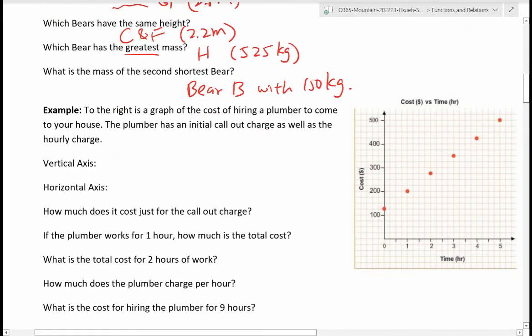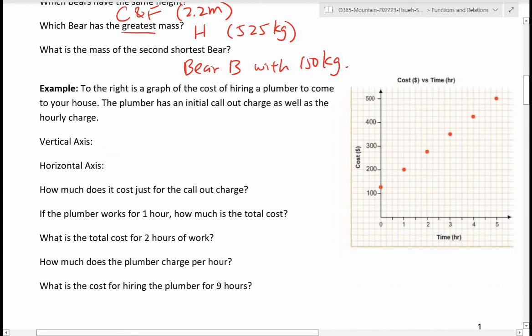Let's take a look at another example here. Now it says here, to the right is a graph of the cost of hiring a plumber to come to your house. The plumber has an initial call-out charge as well as the hourly rate. Call-out charge means once they step out of their house or workplace, they actually charge you money. Even if they arrived and you told them, oh, actually nothing happened, everything's fixed, they will still charge you money because they stepped out of their initial place. Once they accepted the job and they come, then they charge you money. Okay, so that's the call-out charge.